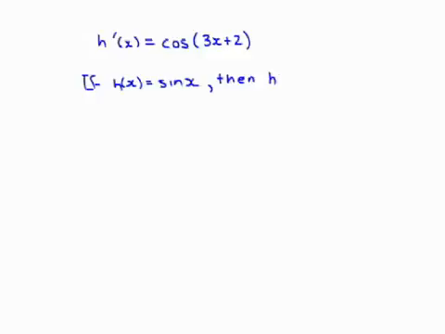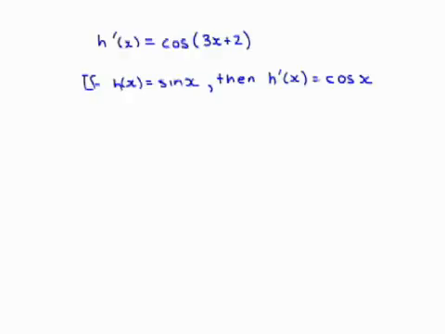This particular example is similar to the last example in that we're going to have to use a little bit of logic or reasoning in order to find our general solution, given that g prime of x is equal to the cosine of 3x plus 2. If our function h of x was equal to sine x, then the derivative of that, h prime of x, would be equal to cosine x. Well, that's not the derivative we're looking for. The derivative we were looking for is h prime of x equals the cosine of 3x plus 2.